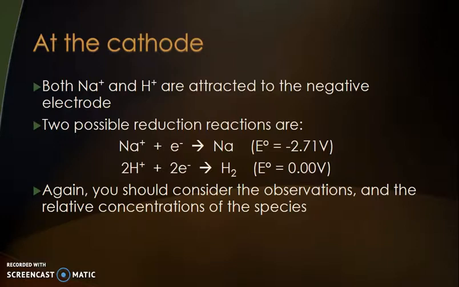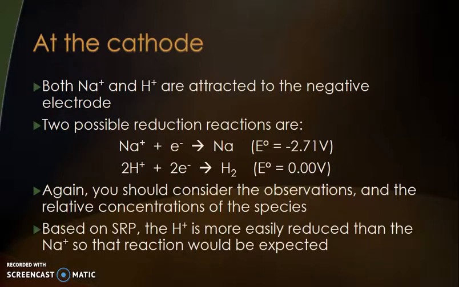Again, though, you should start off with your observations. Are you observing any sodium metal being formed, or are you observing bubbles of gas forming at the electrode? So that's your first starting point. Now, based on those standard reduction potentials, hopefully it's easy to see that the hydrogen ions are much more likely to be reduced than the sodium ions, and therefore that's the reaction you would expect to see happening at the cathode.